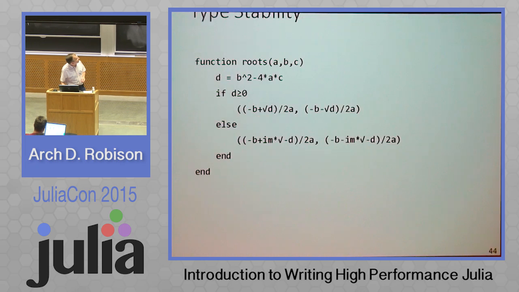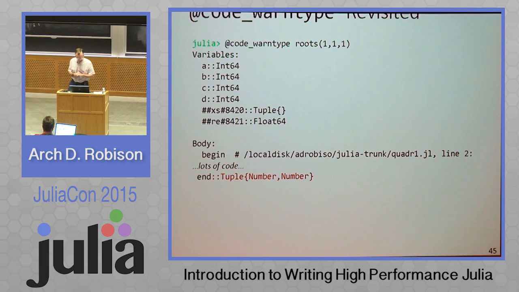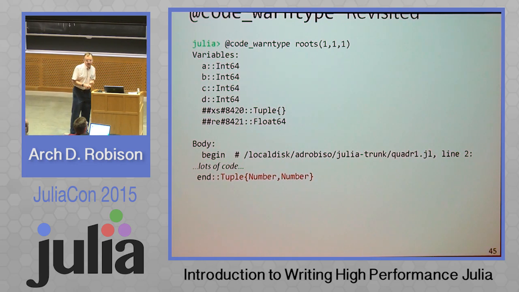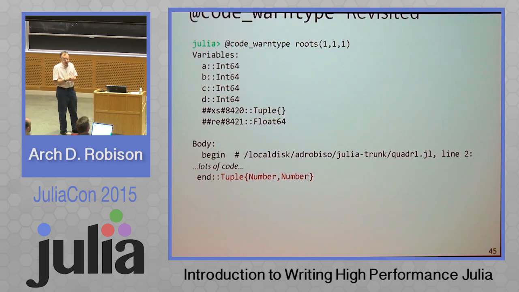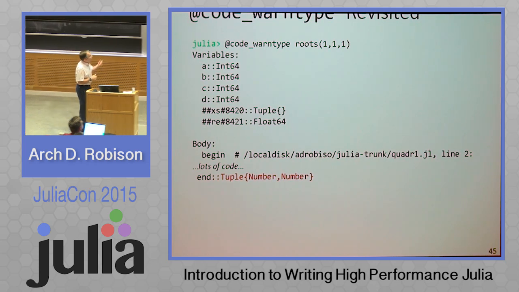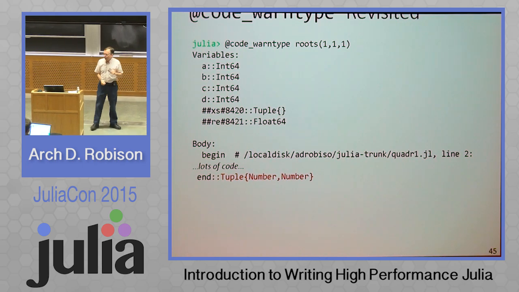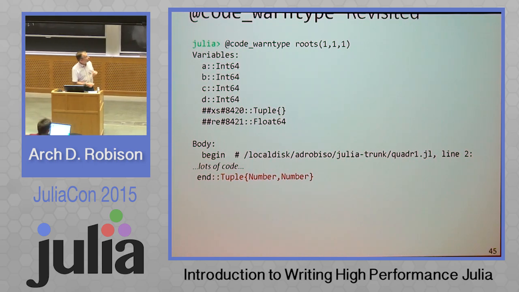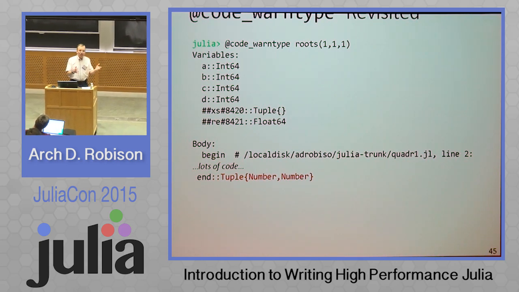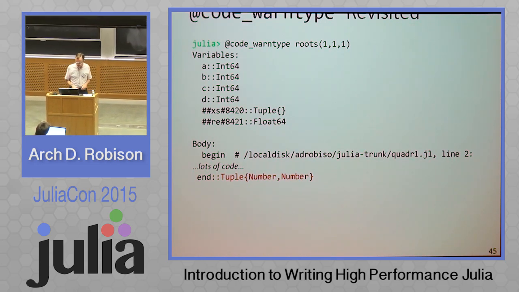So here, if I run it through code warn type, the macro form expects a call site, so I just hand it some coefficients, it doesn't matter what they are. If you look at the code warn type output, there's a lot of output for the rest of the function body. But at the very end, you'll see it has tuple of number, comma, number. So it knows it's returning a pair of numbers, but number is an abstract type. It's not concrete. So it doesn't know exactly what concrete type is being returned.